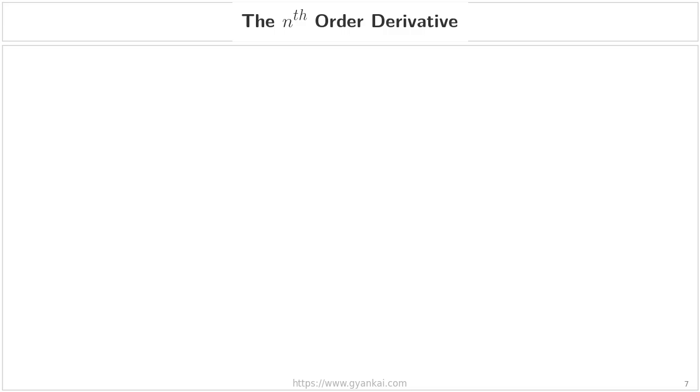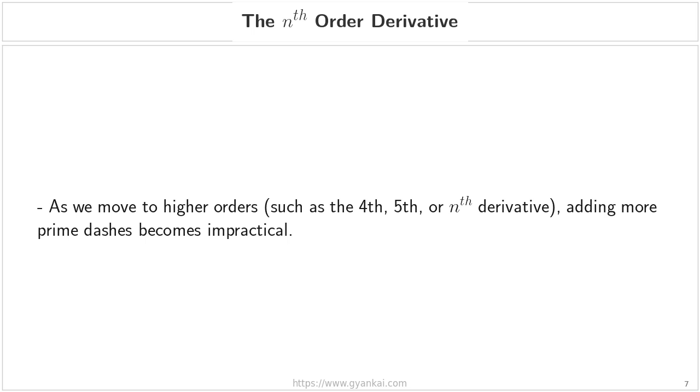The nth order derivative. Now you might be wondering, what happens when we need to go even further? As we move into higher orders, say the fourth, fifth, or even the nth derivative, you'll notice that adding more and more prime dashes, like we saw in the previous slides with double and triple primes, simply becomes impractical and very difficult to read.